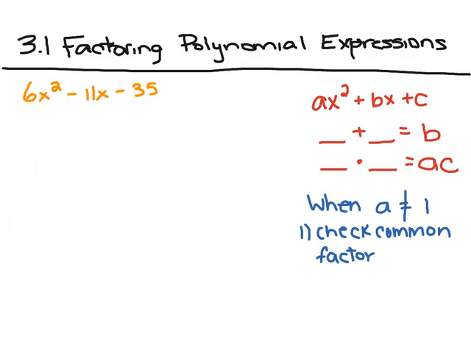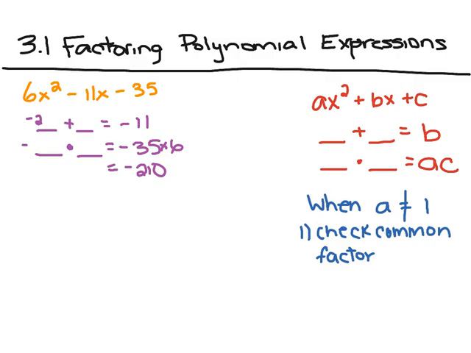For our next example, we have 6x squared minus 11x minus 35. So we have blank plus blank equals negative 11, and blank times blank equals negative 35 times 6, which is equal to negative 210. So we want to find something that multiplies to get negative 210 and adds up to get negative 11. Because this is a negative, one number is going to be negative and one number is going to be positive.